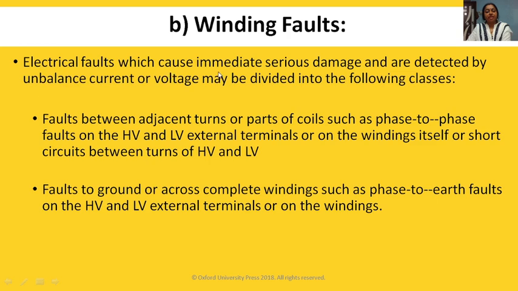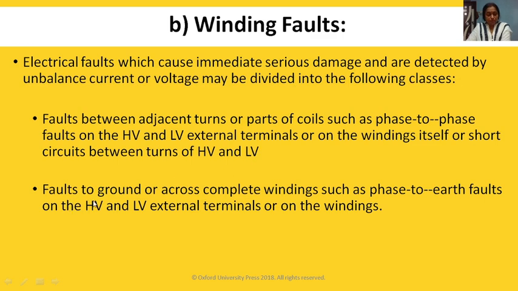Electrical faults which can cause immediate serious damage, and are detected by unbalanced current or voltage, may be divided into the following classes. As transformer has two windings, high voltage winding and low voltage winding. Okay, faults between adjacent turns or parts of the coil, such as phase to phase fault on HV and LV external terminals, or on the winding itself, or short circuit between turns of HV and LV windings.